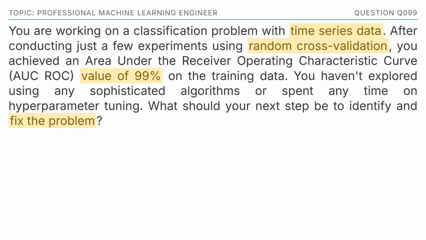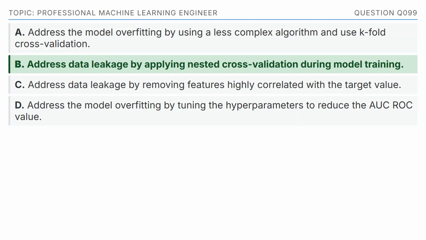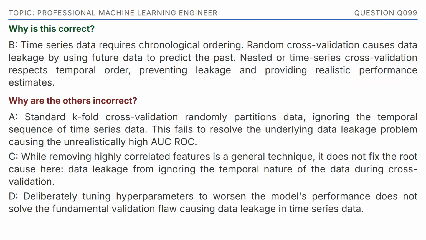To arrive at the correct answer, we focus on the keywords: time series data, random cross-validation, value of 99%, fix the problem. The correct answer is option B, address data leakage by applying nested cross-validation during model training. Why is this correct? B. Time series data requires chronological ordering. Random cross-validation causes data leakage by using future data to predict the past. Nested or time series cross-validation respects temporal order, preventing leakage and providing realistic performance estimates.